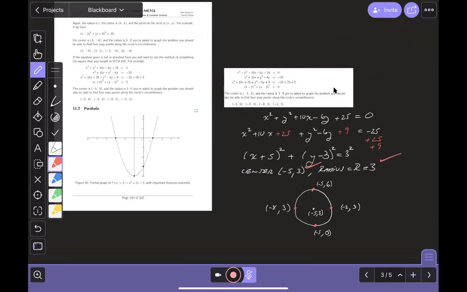They said it's 3. Now, the other thing they said is, did I get the correct points? I'm going to look at it. And what do they got? Minus 5, 0. I've got this one. Minus 5, 6. I've got that one. Minus 8, 3. I've got that one. And minus 2, 3. I've got that one.